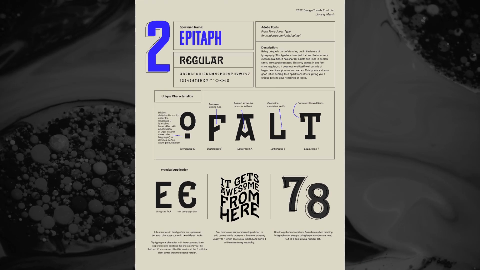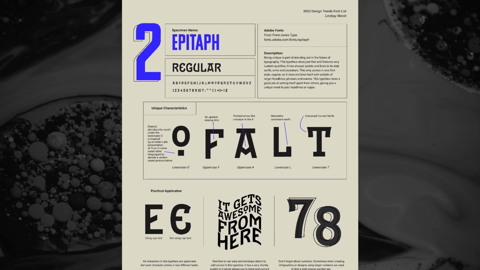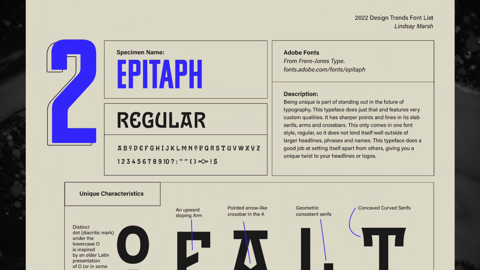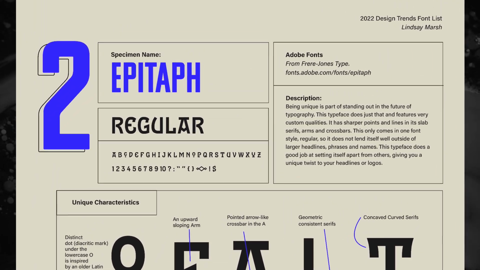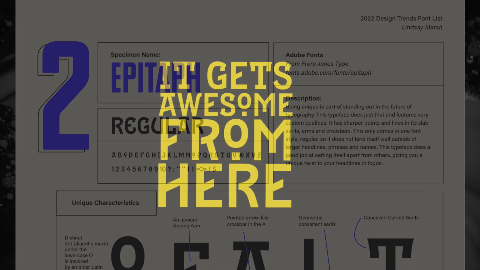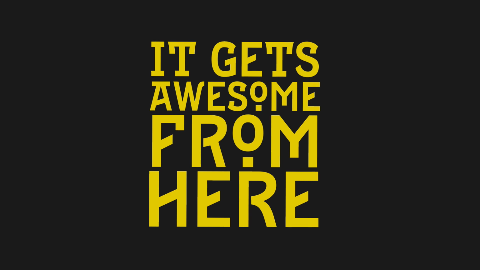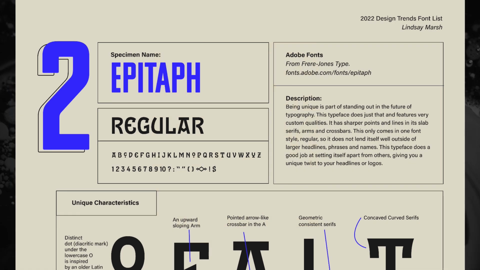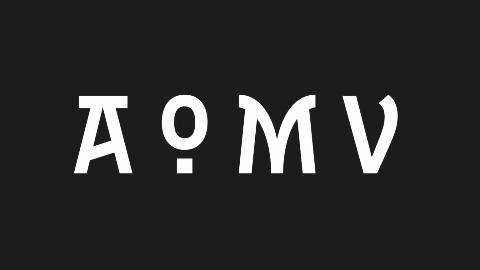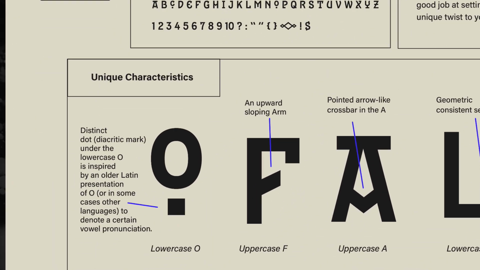I think being unique is part of standing out in the future of typography, as I mentioned before, and this typeface does that and features very custom qualities. It has sharper points and lines on its slab serifs, arms, and crossbars. This only comes in one font style, regular, so it does not lend itself well outside of larger headlines, phrases, and names. So once again, a display typeface. It does a good job of setting itself apart from others, giving you a unique twist to your headlines or logos. So let's take a look quickly at some of these unique characteristics.